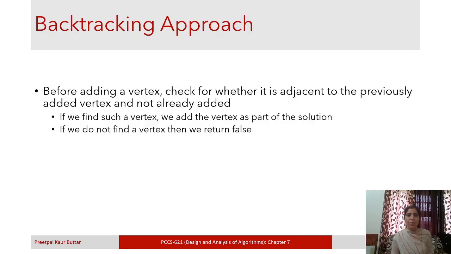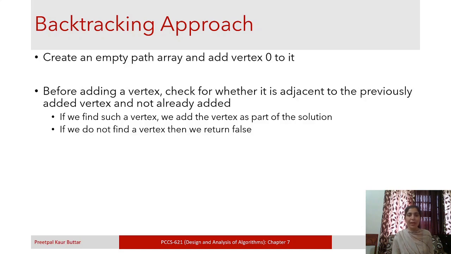So what is the backtracking approach? We start with vertex 0. We create an empty path array. Initially the path array, which contains V vertices, is empty, and we add vertex 0 to it because we start at vertex 0. Suppose we start at vertex 0, although we can start at any vertex.